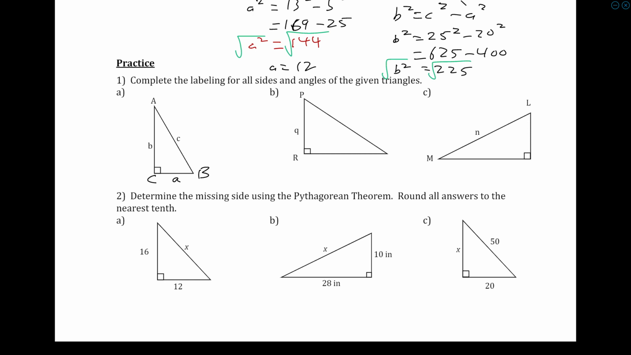Okay, how about this one? How about PQR? Where's angle Q? Well, duh, the only angle that's missing. And how about the sides? Which one's R, which one's P? What's the hypotenuse? Yeah. So what's the name? Just call it R. Okay. Opposite angle R.